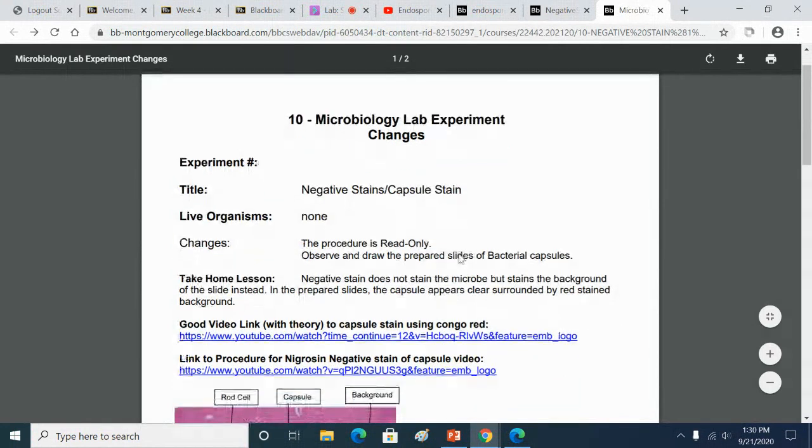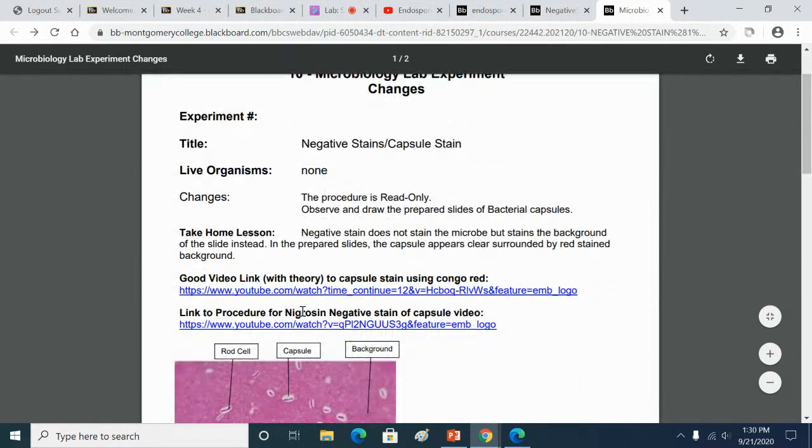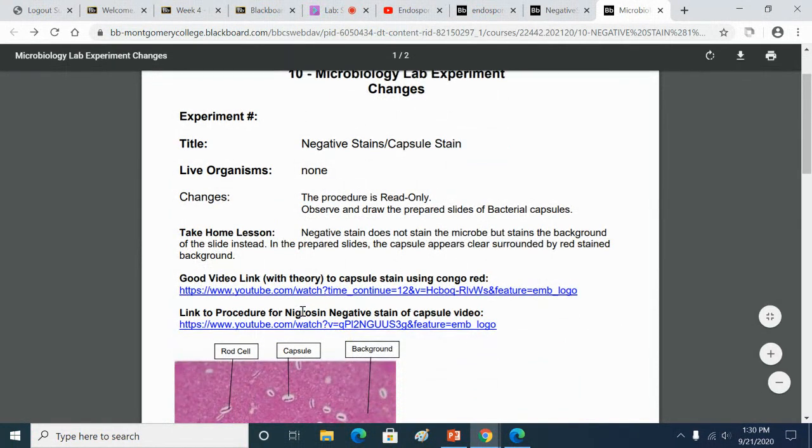So that's one. Now we'll look at the nigrosin stain, which is a black dye.